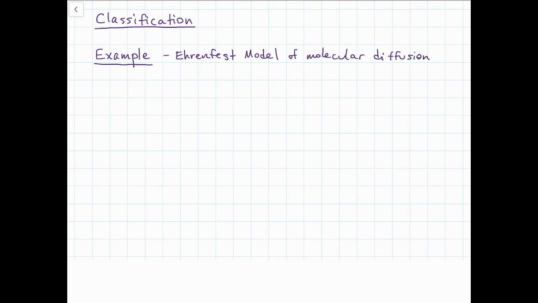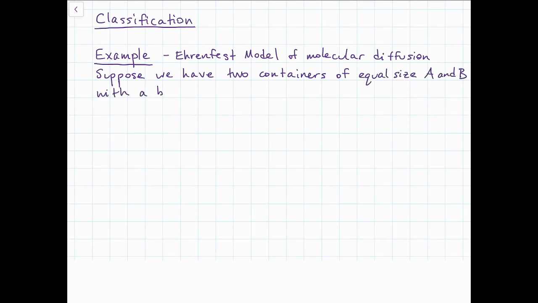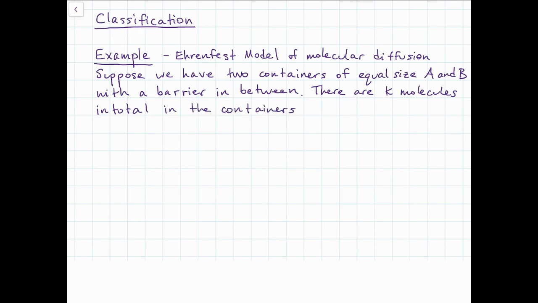In this video, we're going to talk about classification in Markov chains. We'll start with an example, and this is known as the Ehrenfest model of molecular diffusion. How this works basically is that we have two containers that are the same size, and we can call them containers A and B. And between the two containers, there's a barrier, but things can pass through it. And altogether, there are K molecules in total in those two containers.